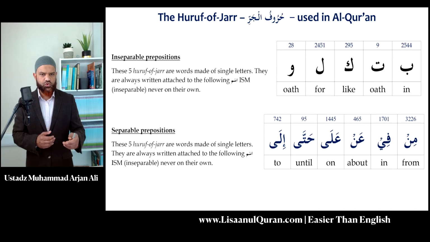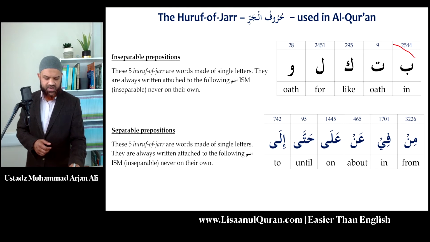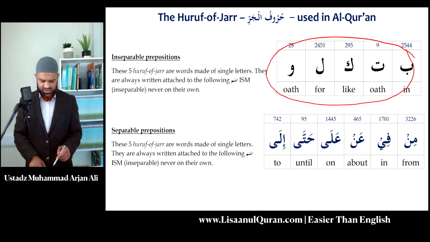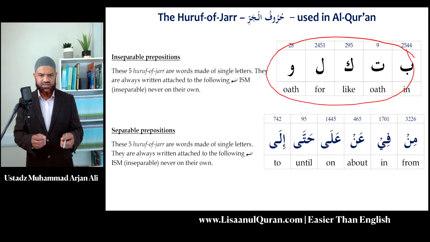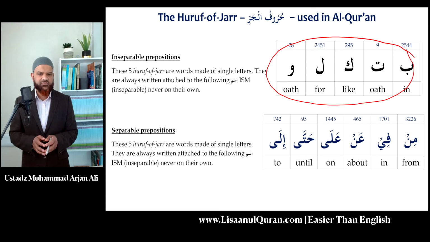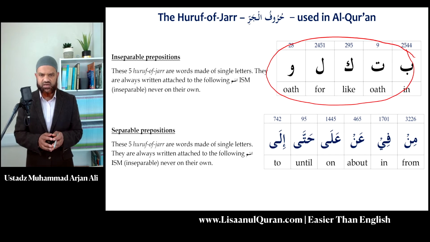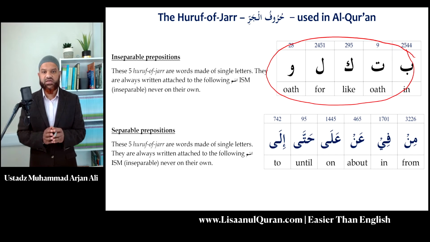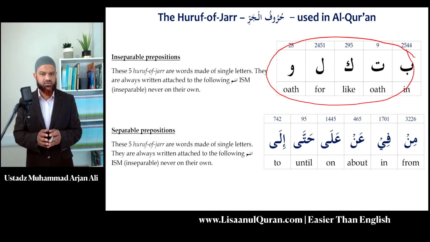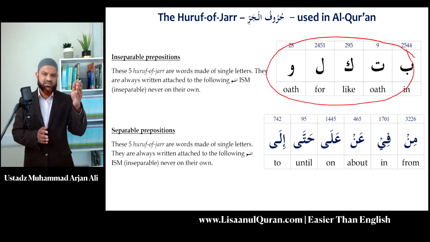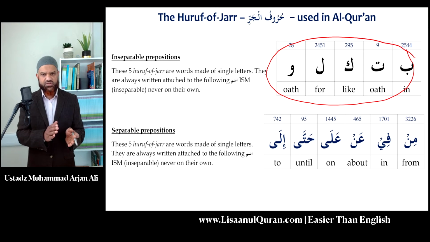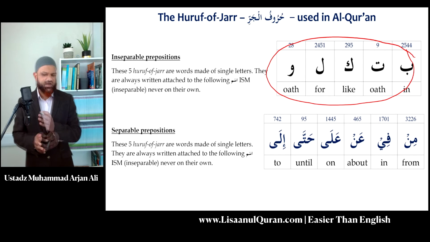I've grouped them into two groups. The first group, which is here, ba, ta, kaf, lam, wa, that you can see, is called the inseparable group, i.e. they're always written attached to the next word. And there's a reason for that in Arabic. Now, these groups, of course, cause some difficulty for us because it's not always easy to recognize them. In the Quran, you can have a word which looks like one single word in Arabic, but in reality, it could be 2 or 3 words. And these are always attached at the beginning of the word. And of course, the ism, which is in jar state, will come after.